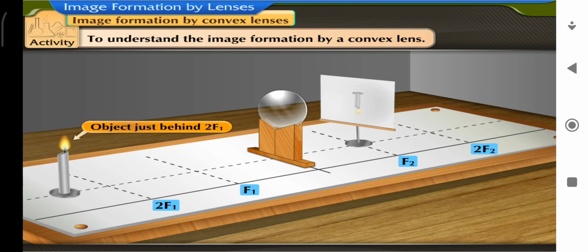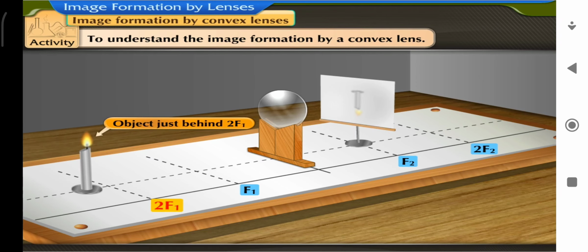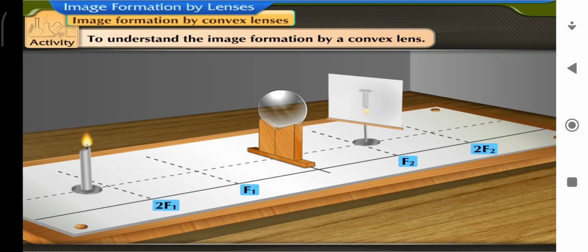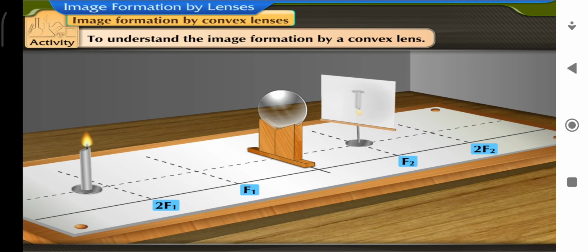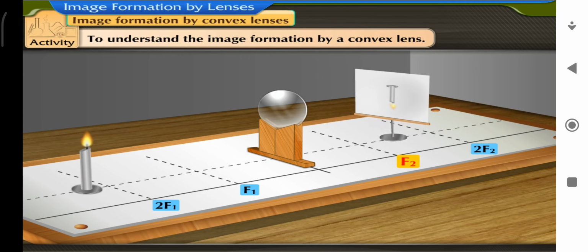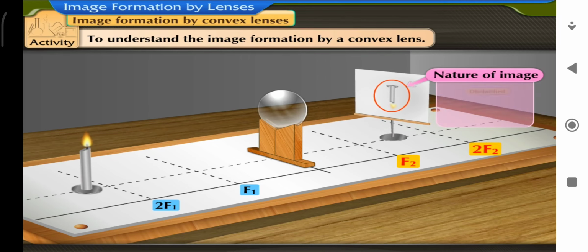Object just behind 2f1. Place the burning candle just behind 2f1. Adjust the screen distance from the lens. The sharp image of the candle is obtained between f2 and 2f2. The image is diminished. The nature of the image is real and inverted.